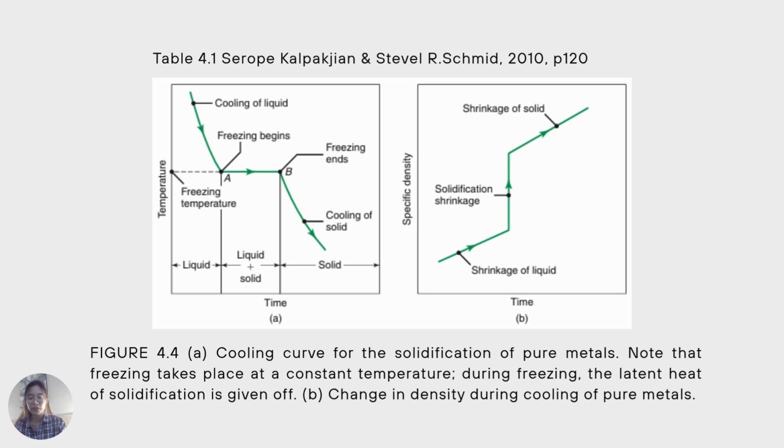In figure B, on the right, we see how density changes during cooling. As the liquid solidifies, it contracts, causing solidification shrinkage. Further cooling of the solid phase causes additional but smaller shrinkage. These phenomena are critical in casting and solidification processes. Understanding how metals shrink or maintain volume during cooling helps engineers to prevent defects like porosity or cracking in cast components.